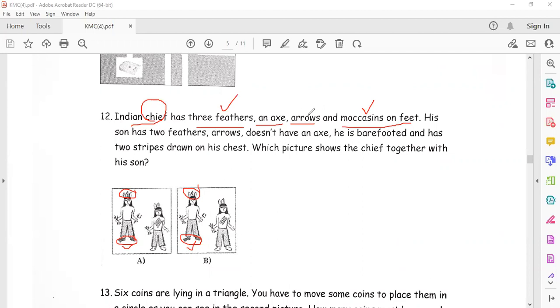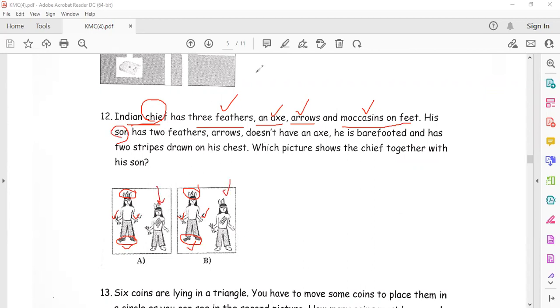How about the moccasins on the feet, how about the arrows? Okay, this guy has arrows. Oh, I think this is arrows, okay. Arrows, fine. He also has an axe. This one also has an axe. So the chief on both the pictures looks the same. Now his son, he's got a son. I suppose this is the son now.